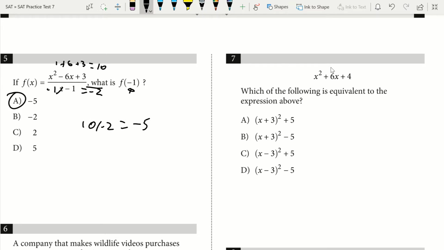Alright, well, I see that I have plus 6x here, so I know that in my squared value, I have to have a positive, because if I had a negative, I'd end up with minus 6x, so I can get rid of C and D. And now I have plus 4 here, so I'm just looking for which one gets me there. I see that I have plus 3 squared, right? That's going to give me plus 9. 9 minus 5 gives me that 4 that I have up here, so I know my answer choice will be B.